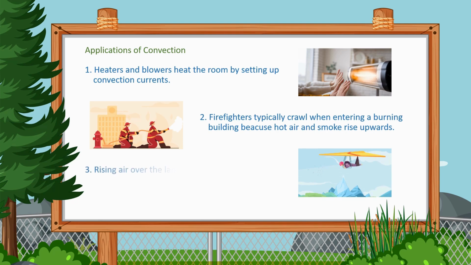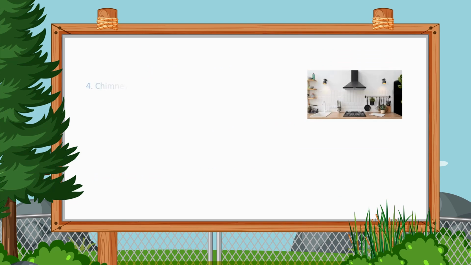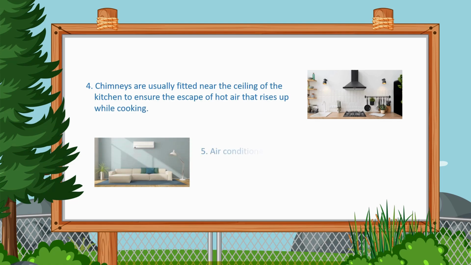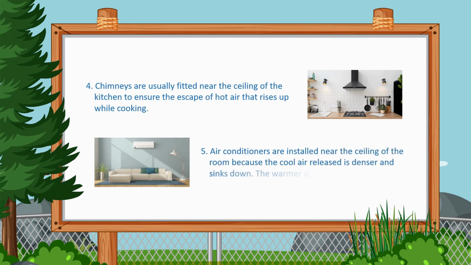3. Rising air over the land is used by glider pilots to keep their gliders in the sky. 4. Chimneys are usually fitted near the ceiling of the kitchen to ensure the escape of hot air that rises up while cooking. 5. Air conditioners are installed near the ceiling of the room because the cool air released is denser and sinks down. The warmer air therefore rises up.